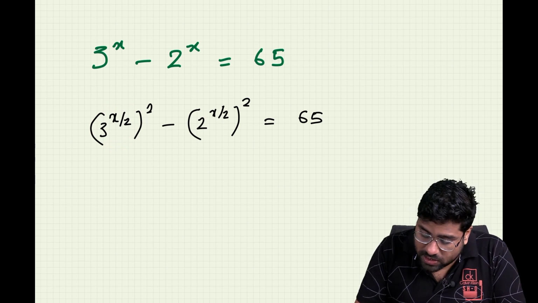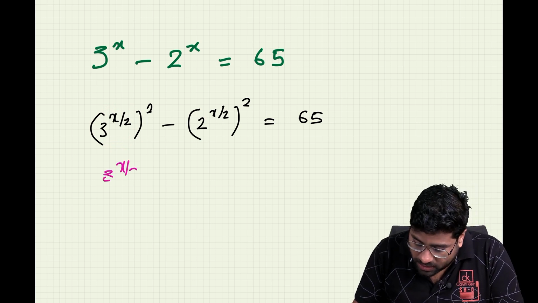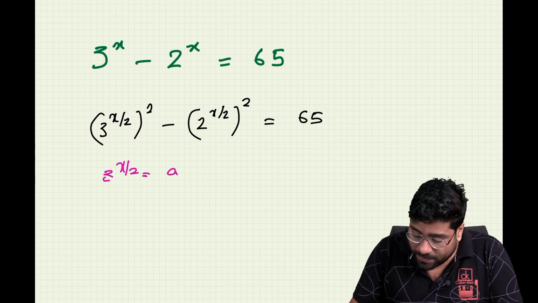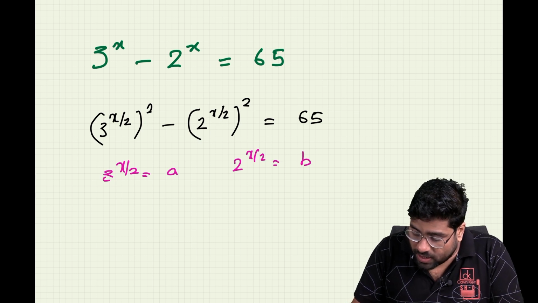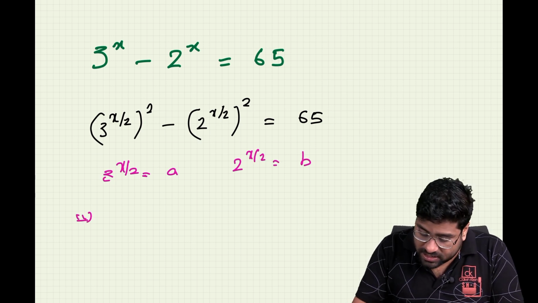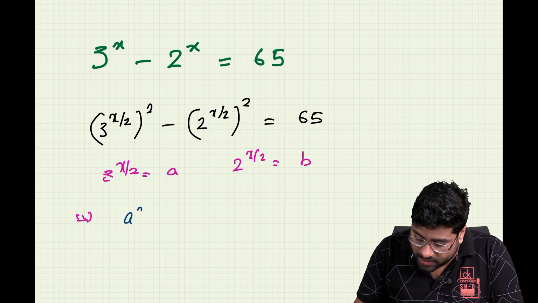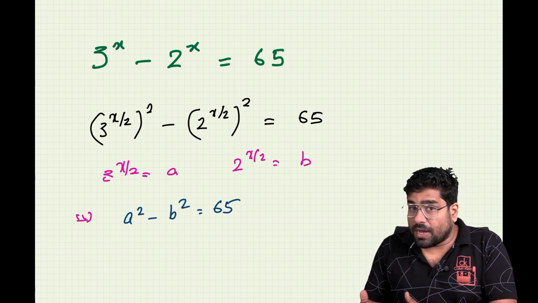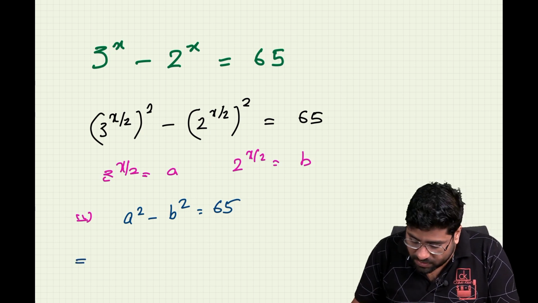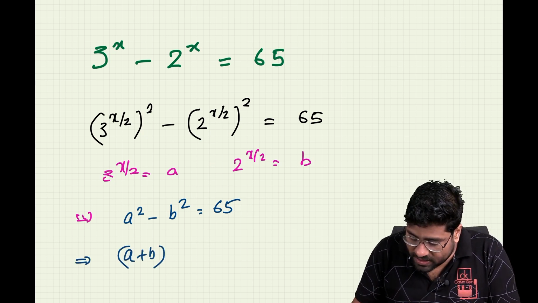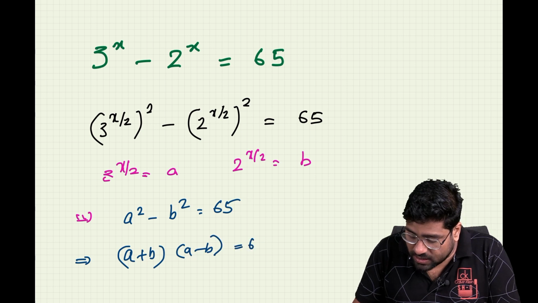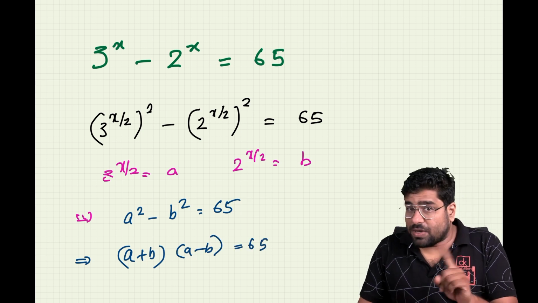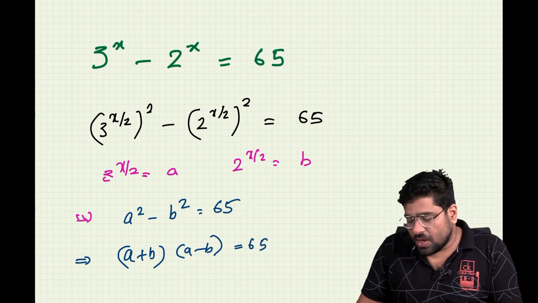Now we are going to make a small substitution: 3 raised to x by 2 is called a, and 2 raised to x by 2 is called b. Now you can see that this expression becomes a square minus b square is equal to 65. That means I am going to simplify this into a plus b into a minus b is equal to 65.